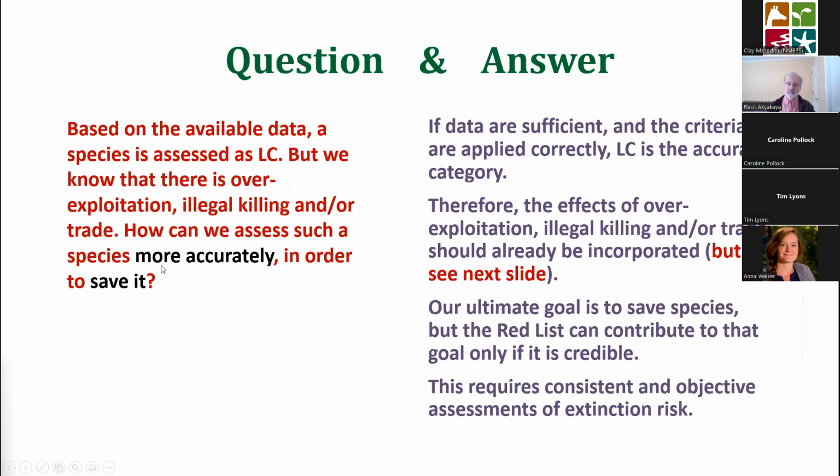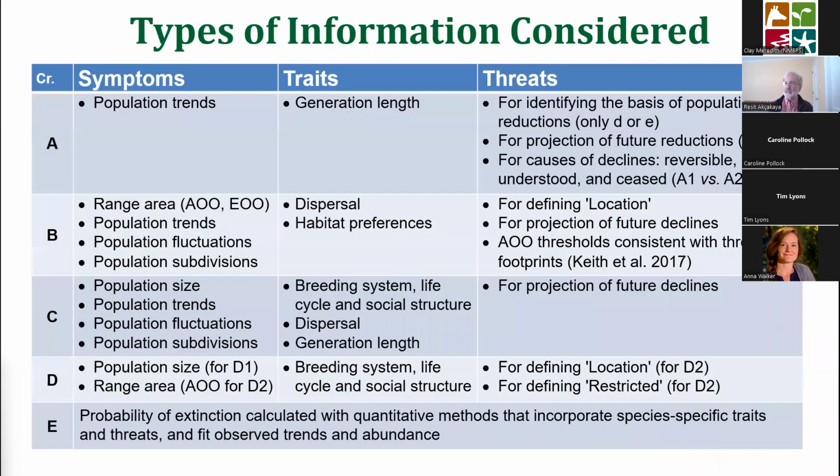Now, I mentioned the information about threats. This slide is a bit complicated, but basically what I am trying to say here is that there are a lot of different types of information we use in a Red List assessment. And these can be roughly categorized into three groups. First, there are what I call symptoms. These are data on population size, population trends, range area, the trends in range area, fluctuations, fragmentation, all of those information about the species itself and what's happening to its populations right now.